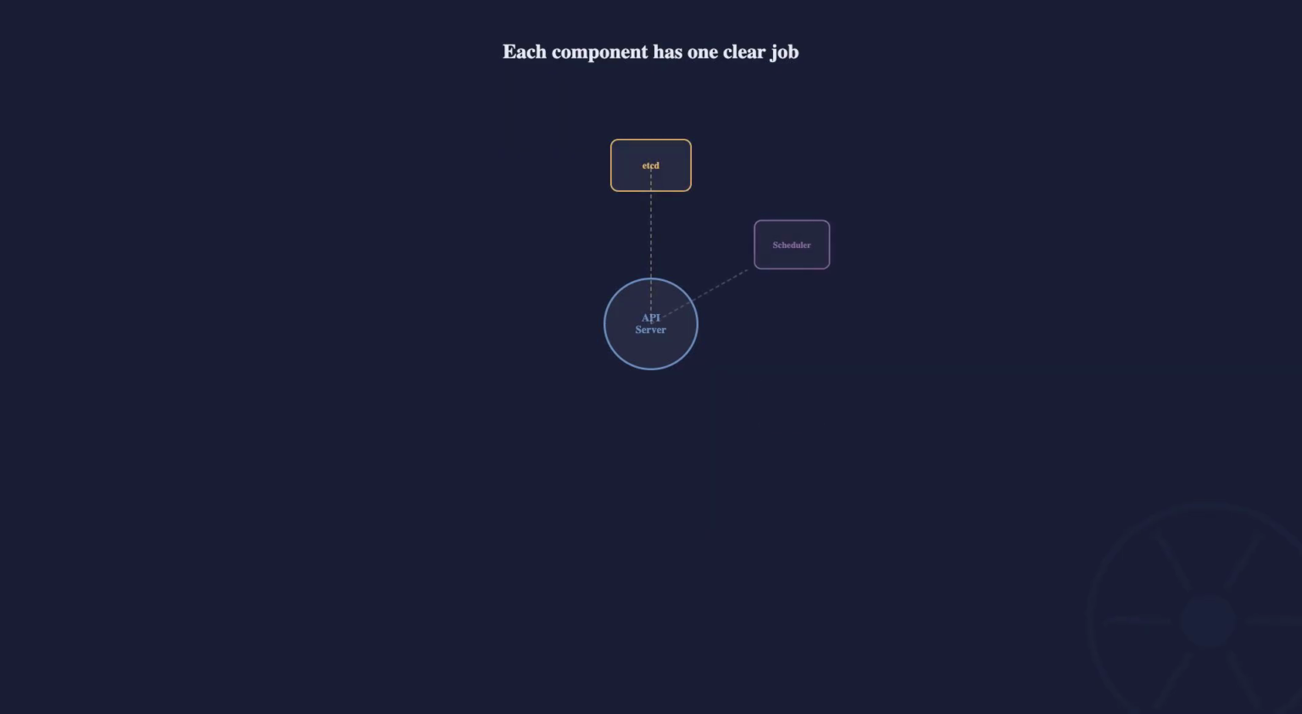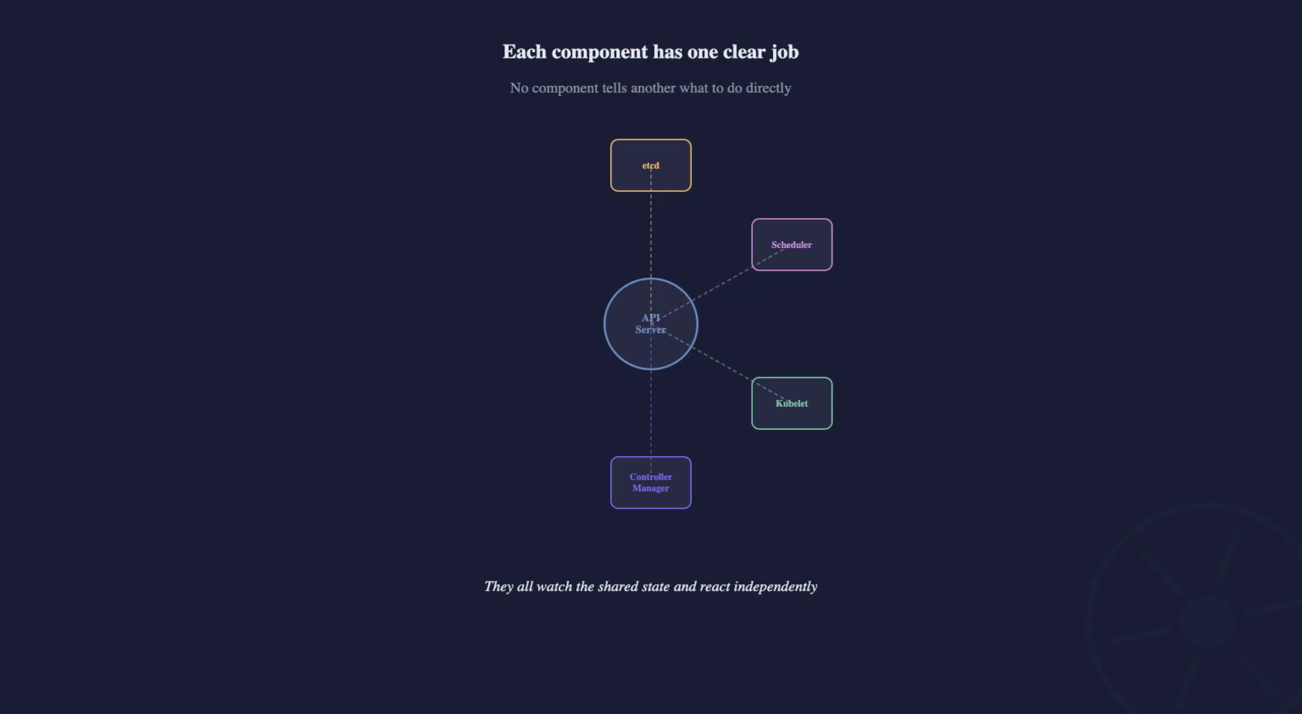Each component has one clear job, and they communicate through the API server. No component tells another what to do directly. They all watch the shared state and react independently. This loose coupling is what makes Kubernetes so resilient.